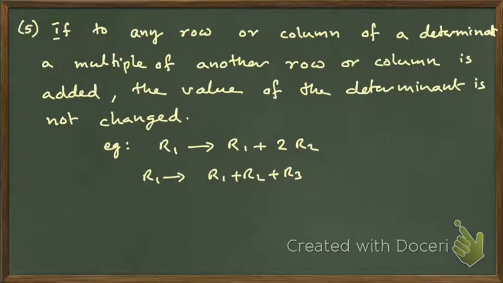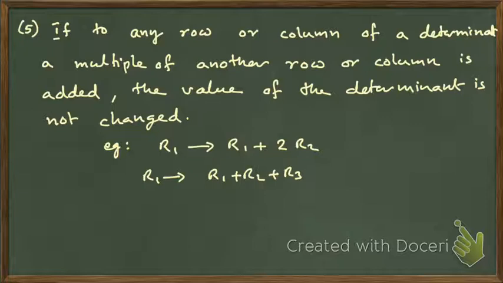A multiple of a row can be added to another row. An extended result is like I could say R1 changes to R1 plus R2 plus R3. To one row, I could add the other two rows. Basically, add all the rows together. R1 changes to R1 plus R2 plus R3. To one row, I could add the remaining rows.